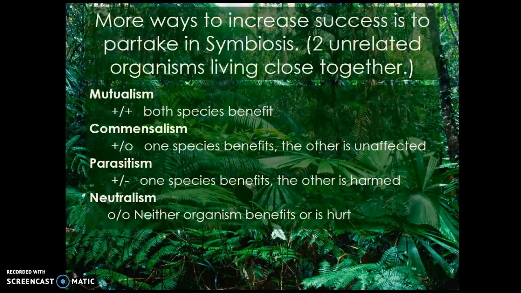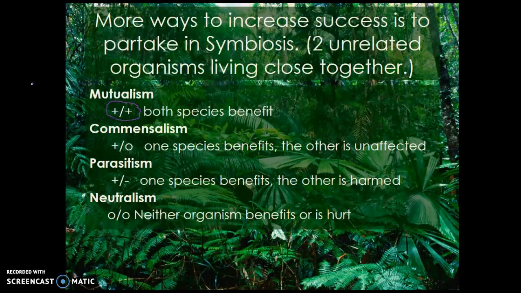So now we're going to talk about symbiosis and symbiotic relationships. These are when two unrelated organisms live close together and have some sort of relationship with each other. And you can see here that after we talk about one symbiotic relationship, we're going to have this. Mutualism, for example, means that both species are benefiting. So we have two plus signs.